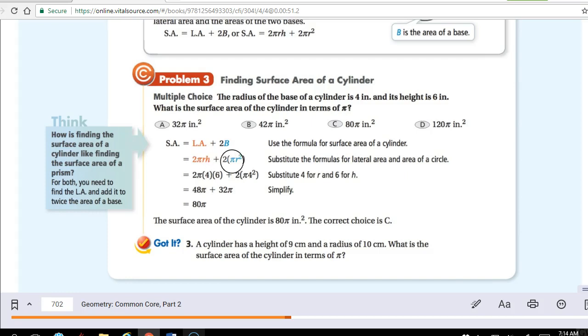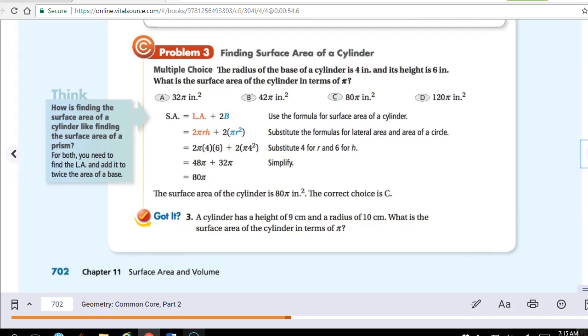So once we have the formula, we just plug in 2 times pi times 4 times 6. That's your radius and your height. Plus 2 times pi times r squared, or in this case 4 squared. And it says leave in terms of pi, so don't put the pi in your calculation, but 6 times 4 times 2 is 48. 4 squared is 16 times 2 is 32. And 48 and 32 together make 80. So this ends up being 80 pi as part of the answer.